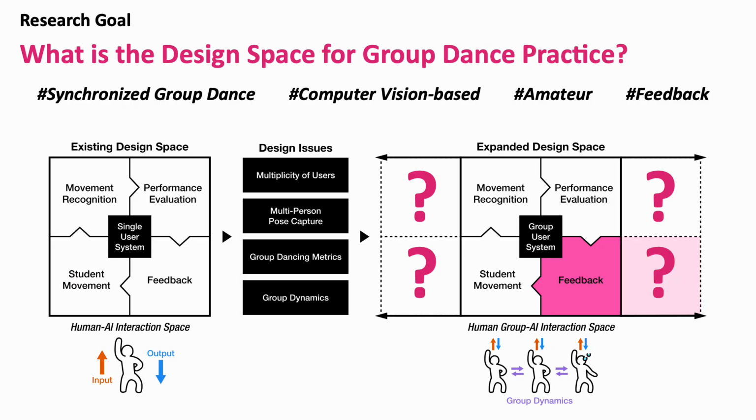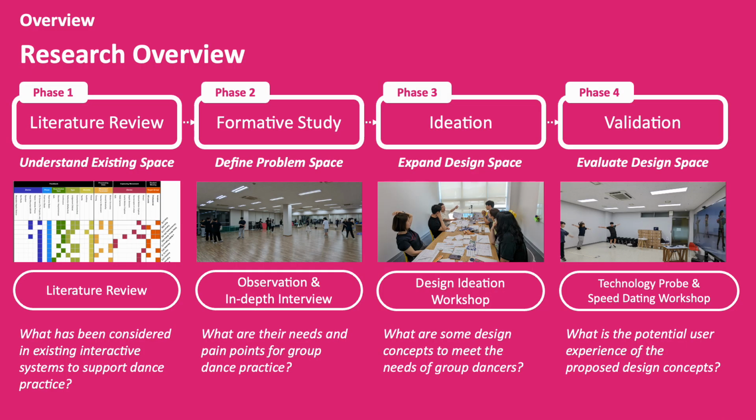Our main question is, what is the design space for group dance practice? We're focusing on synchronized group dance, using computer vision for amateur dancers, and exploring different types of feedback. Our research had four main phases. First, we reviewed existing literature. Then we did a formative study to understand user needs. Next, we had an ideation phase to come up with new design ideas. Finally, we validated these ideas with potential users.